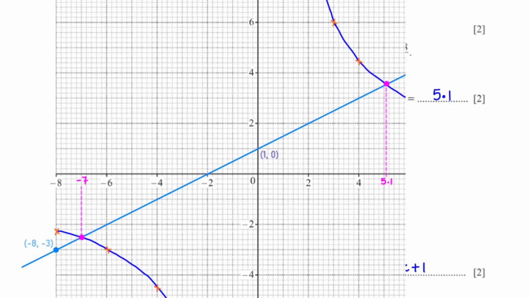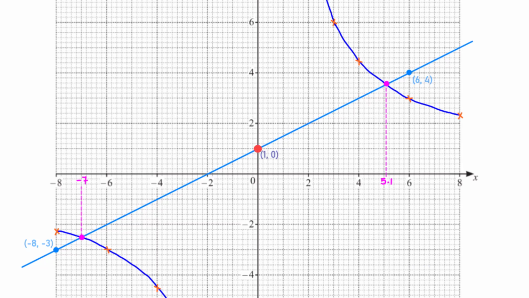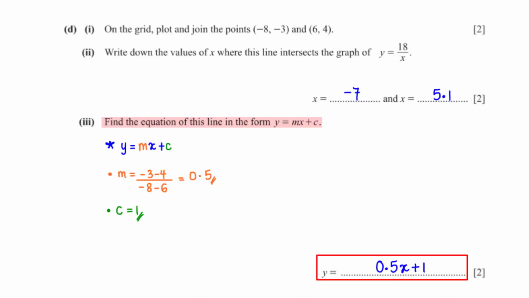We can get the value of c by picking the y-coordinate of the point on the y-axis through which the line passes, which is 1. So we have y equals 0.5x plus 1.